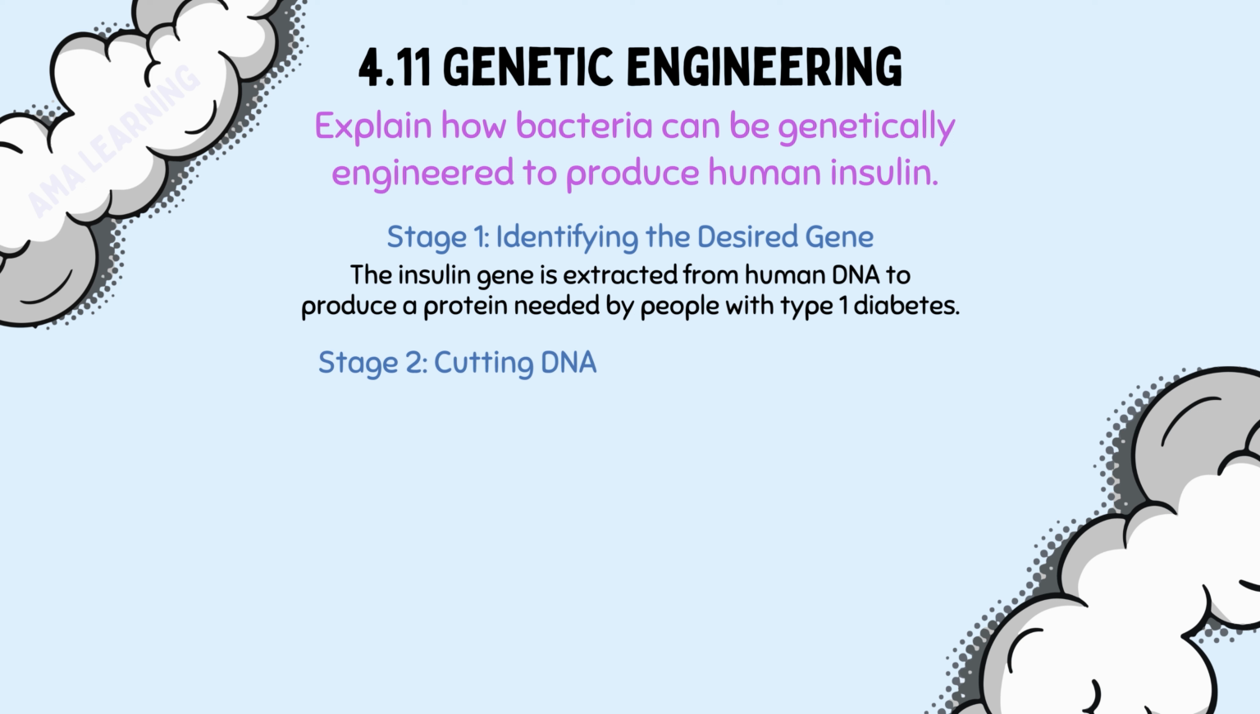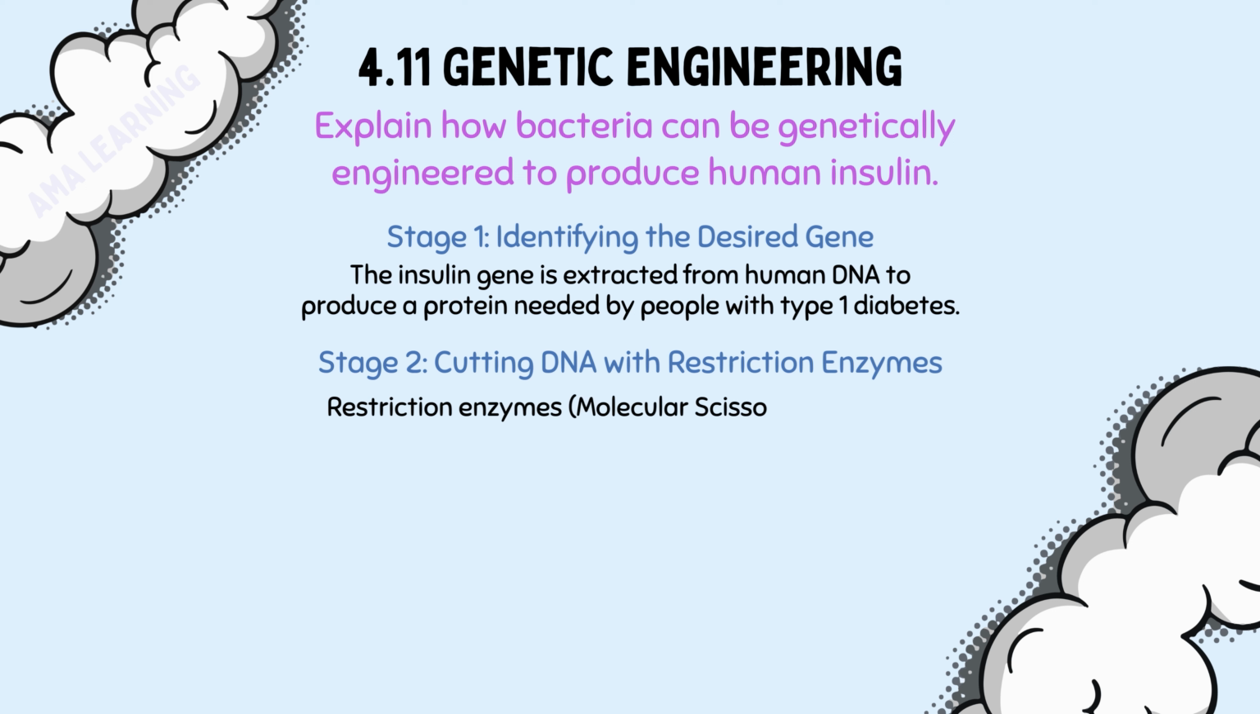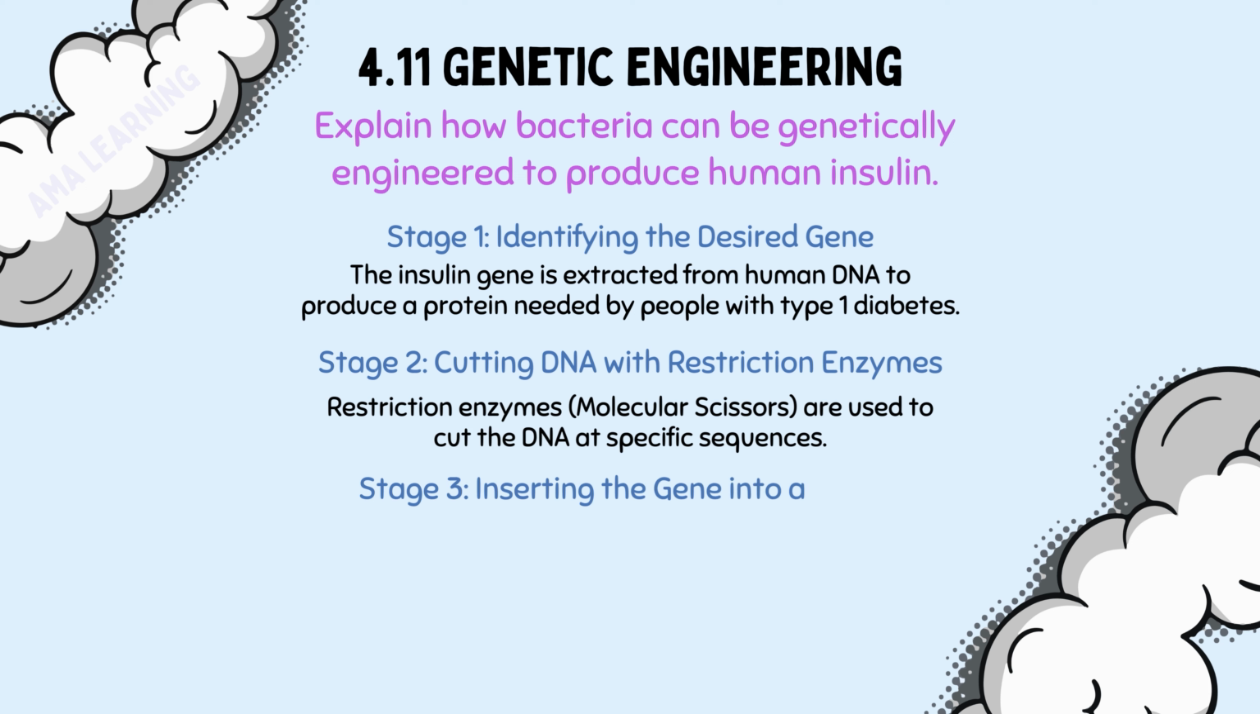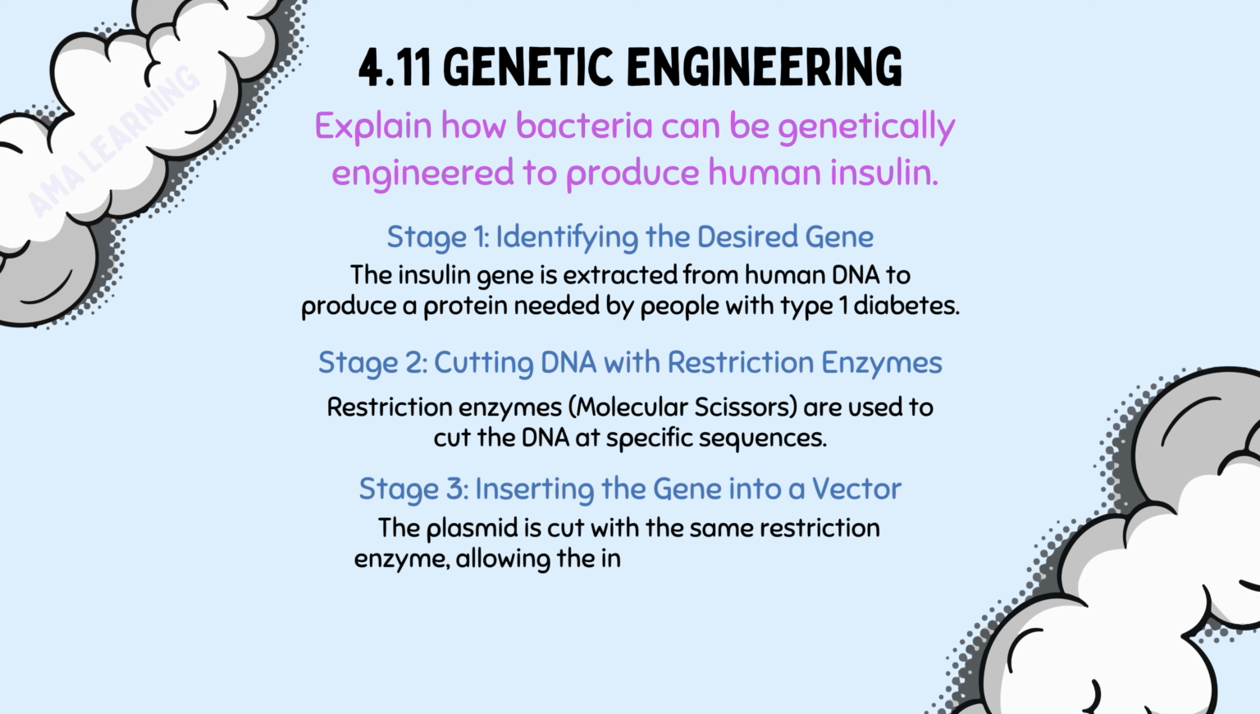Stage 2. Cutting DNA with restriction enzymes. Restriction enzymes, also known as molecular scissors, are used to cut the DNA at specific sequences. Stage 3. Inserting the gene into a vector. The vector, a bacterial plasmid in the image, serves as a carrier for transferring the insulin gene into the target organism, which in this case is a bacterial cell. The plasmid is cut with the same restriction enzyme to create sticky ends that match those on the insulin gene. The insulin gene is then inserted into the plasmid, preparing it for the next step.